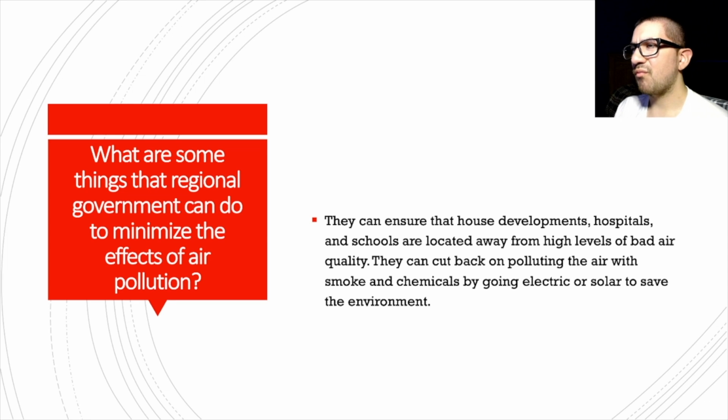What are some things that regional government can do to minimize effects of pollution? Well, they can ensure that health developments, hospitals, and schools are all located away from high levels of bad air quality. They can cut back on polluting the air with smoke and chemicals by going electric or solar to save the environment. So basically, like smokestacks. I don't know what they do in smokestacks, but instead of having a smokestack, they could have a solar stack where they have a whole bunch of energy coming from the sun and running the whole plant, that chemical plant or whatever it is.